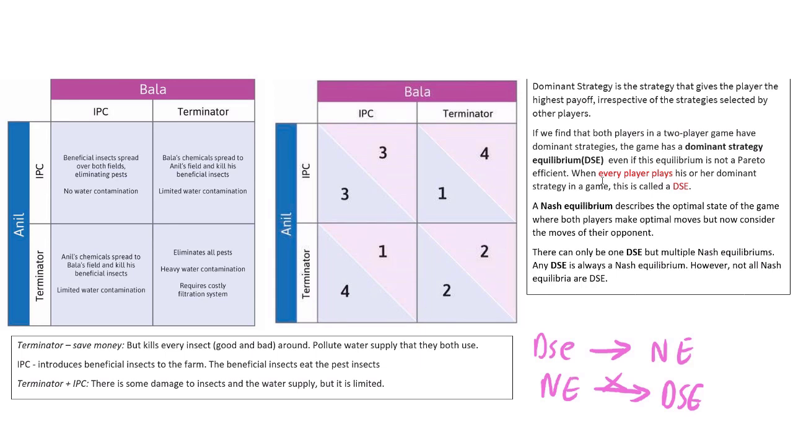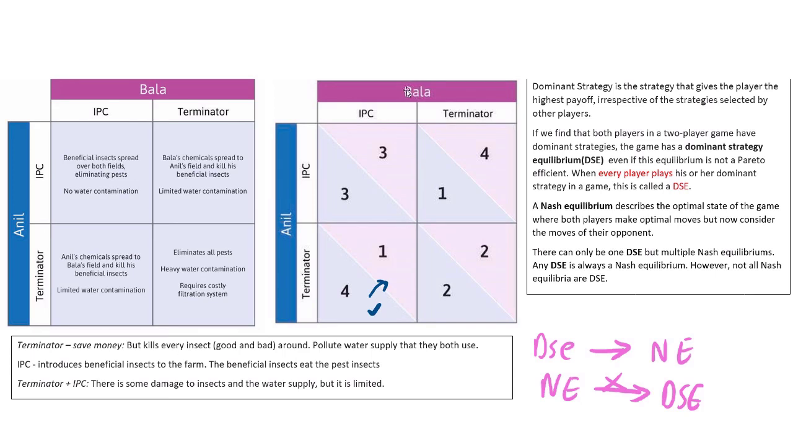So without further ado, let's look at this situation. We're starting from Bala, okay? Say Bala chooses to use IPC. If Bala chooses to use IPC, what is Anil's dominant strategy? 3 versus 3. If it's 3 versus 3, it is not called a dominant strategy, okay? So let's look at the next one. 4 versus 1, okay? 4 would be beneficial to Anil. So in this case, this is the dominant strategy for Anil. So we put a tick, okay? This is just a little mark.